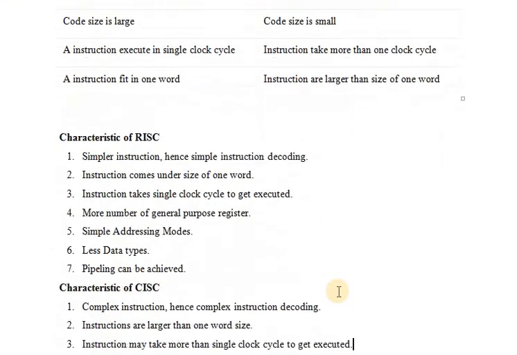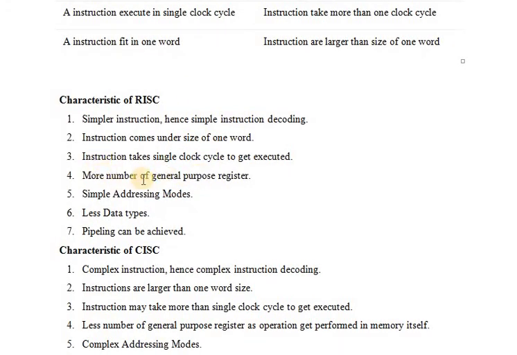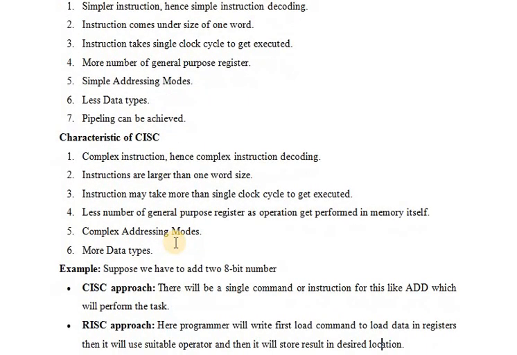Now we will see the characteristics of RISC and CISC. RISC has simple instructions, hence simple instruction decoding. Instructions come under the size of one word. An instruction takes a single clock to execute. These differences I have given as characteristics here. It has more general purpose registers. Simple addressing mode, but in CISC it will be a complex addressing mode. Fewer data types. Pipelining can be achieved, but pipelining can't be achieved in CISC.